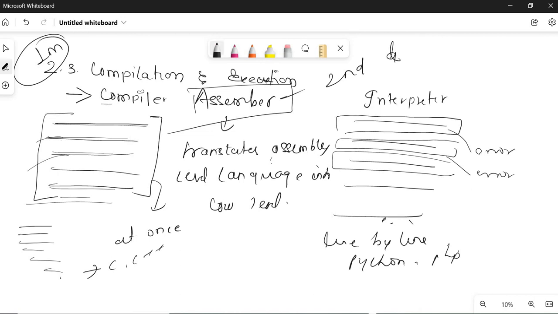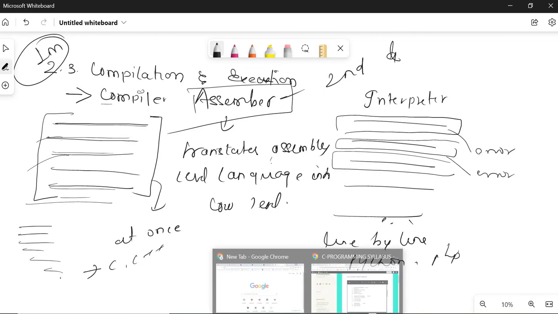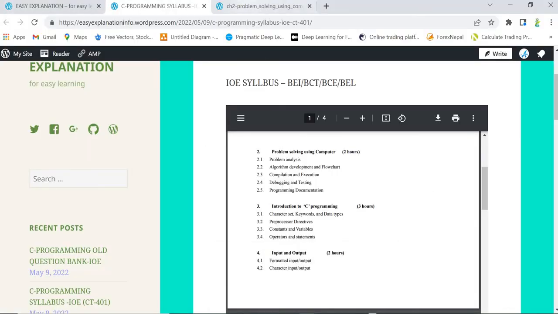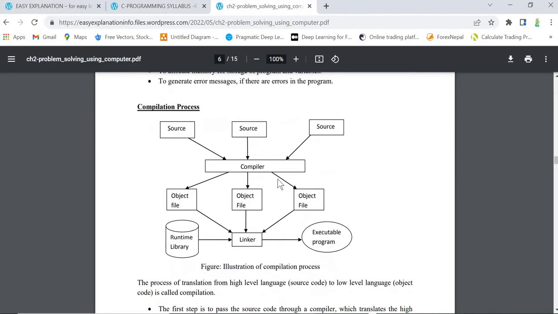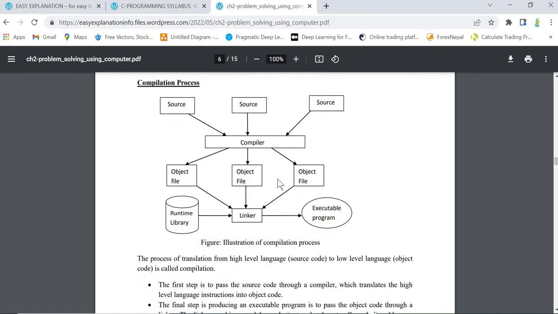So let's go to the compilation process. I'll take that from the note that I have prepared. So you can see here the compilation process. What happens in the compilation process? We have a compiler. We give source code to this compiler, and the compiler converts this source code into an object file. This object file is not the final machine level code. It is intermediate code. This object file is further linked with the runtime library. These are the libraries that we have attached with our code.